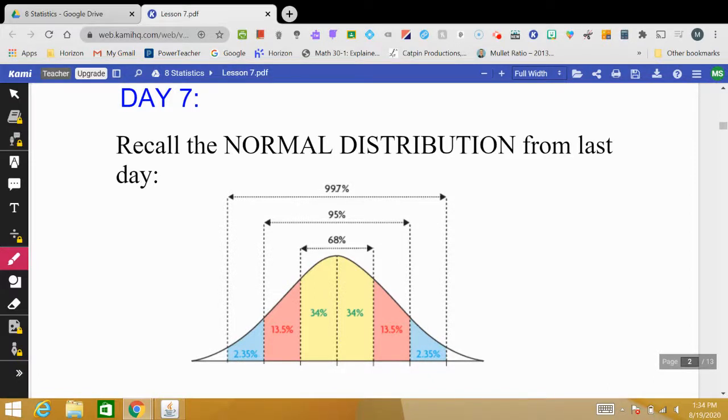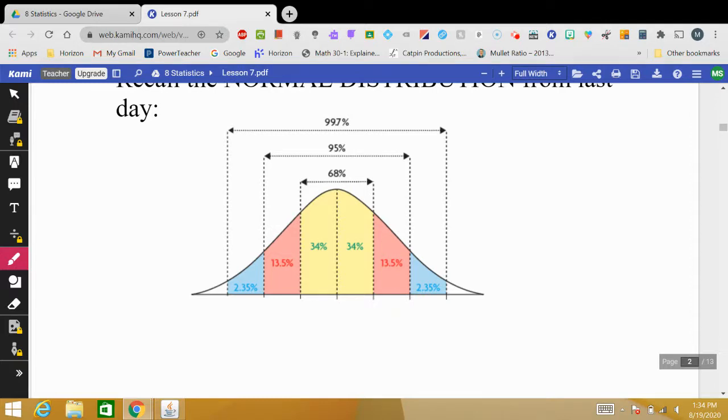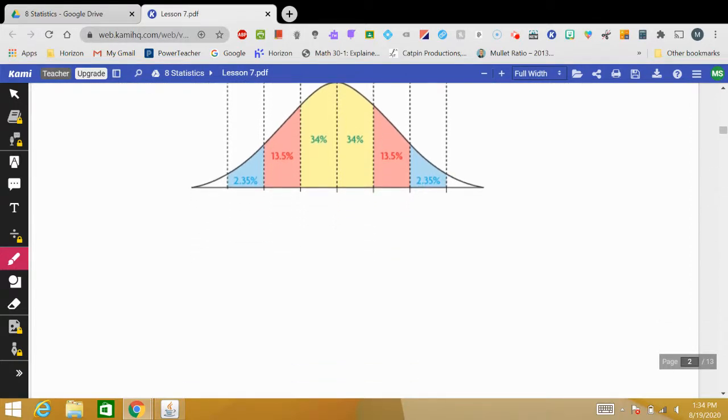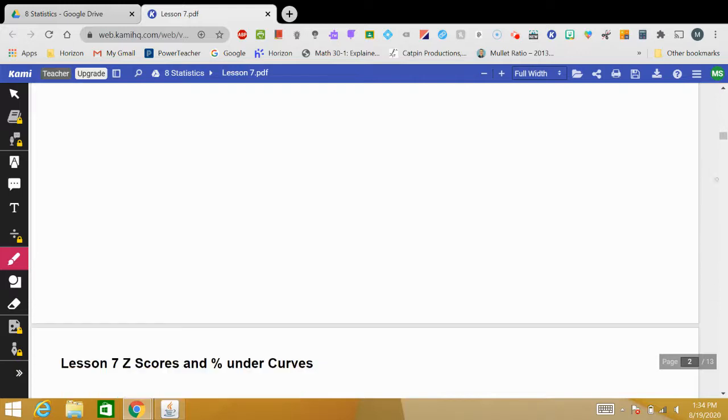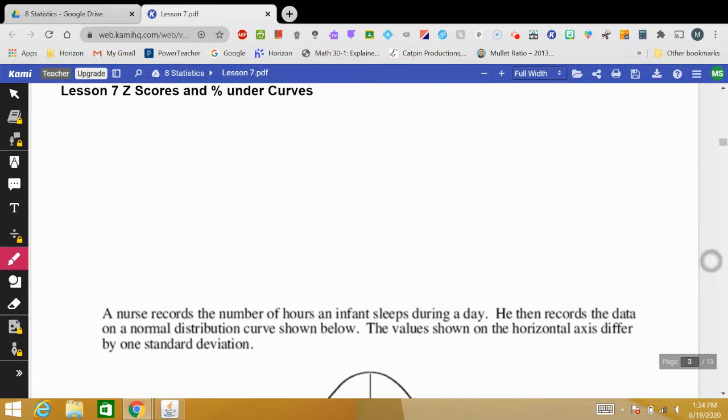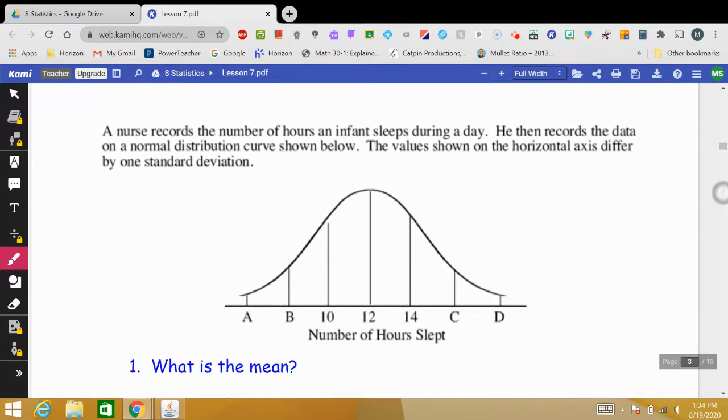Okay guys, so yesterday I talked about the 68%, 95%, 99.7% of the data being within 1, 2, 3 standard deviations from the mean. So we're going to keep talking about that today, do some more examples, and then I'm going to introduce a new word to you called Z-scores, or Z-scores, depending on how you like to say that letter. So let's review what we did last day.